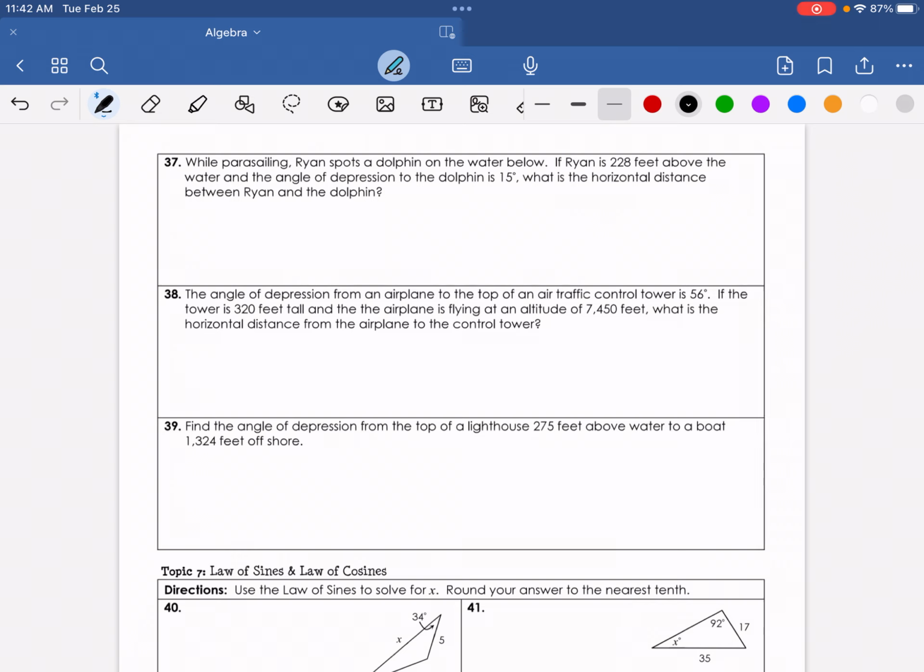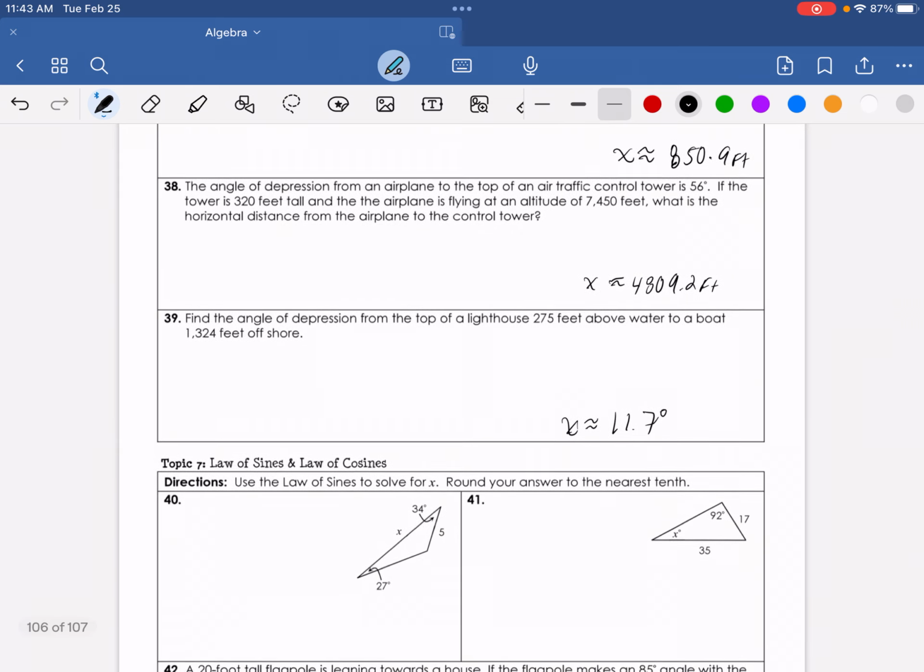Okay, more triangles that you're drawing. Make sure you read through them. X is similar to 850.9 feet. X is close to 4809.2 feet. And this one, x, is similar to 11.7 degrees. This one is a degree because it says find the angle. So x should be on the inside, not the outside.